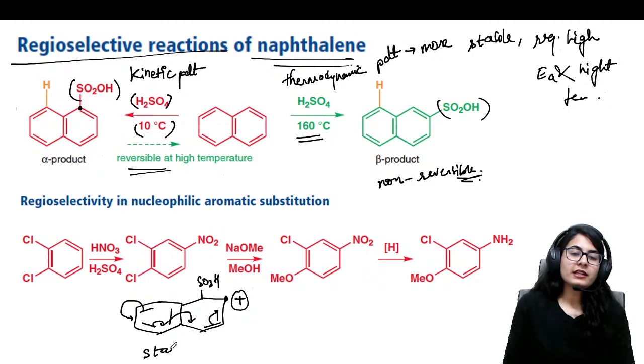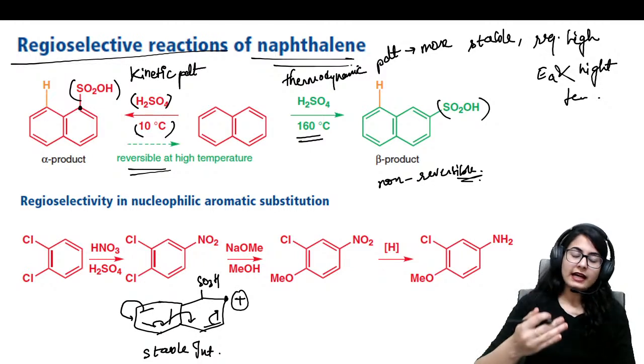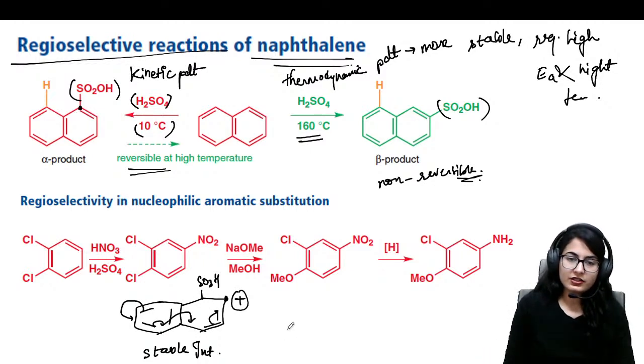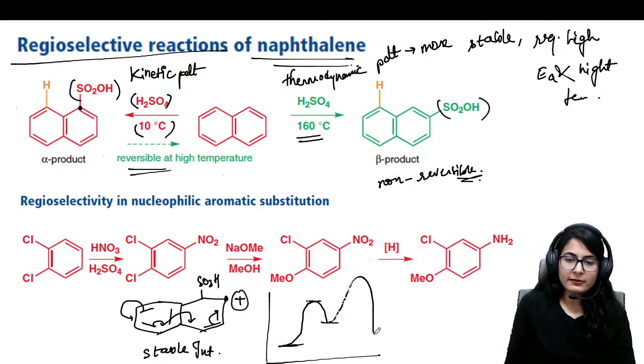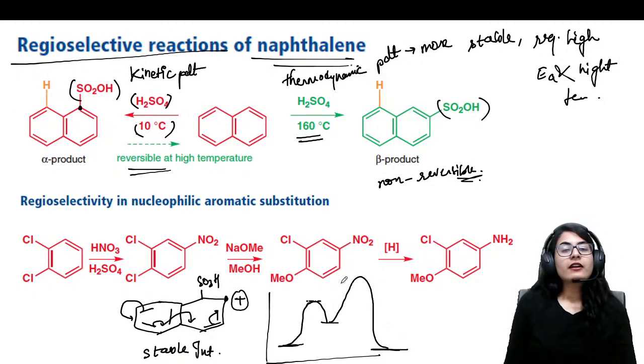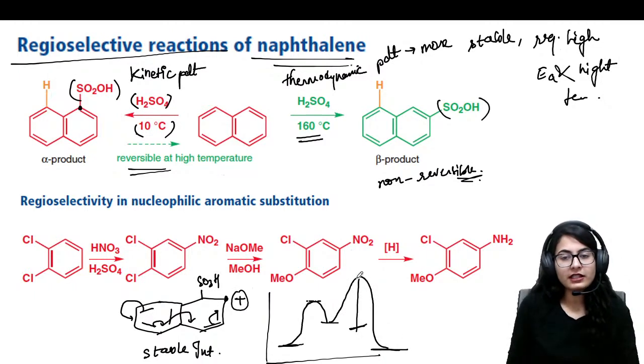So a stable intermediate, जहाँ पे इंटरमीडिएट स्टेबल होता है, that will require low activation energy. If we discuss this from the graph, let's say this is your naphthalene, जहाँ पे stable transition state होता है, stable intermediate होता है, you require low activation energy. And when there is a non-stable या unstable intermediate but the product is stable, वहाँ पे higher activation energy चाहिए होती है, and that is why this is your thermodynamic product, this is your kinetic product. Okay, absolutely.